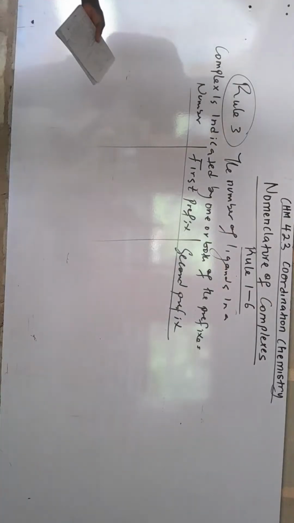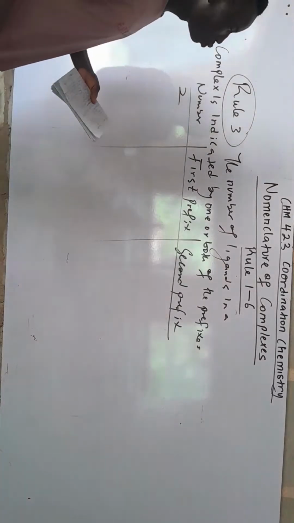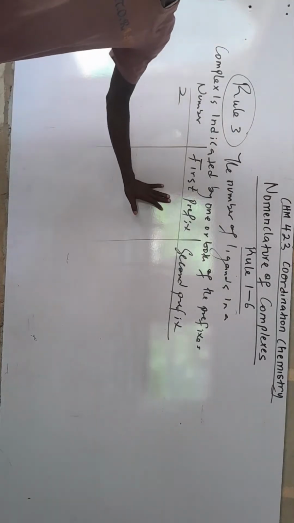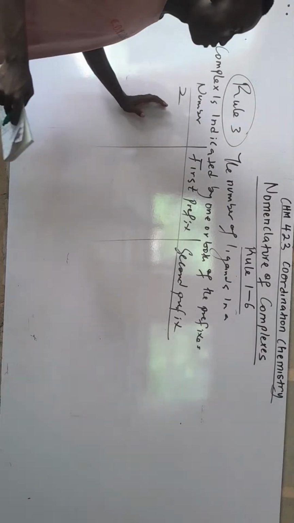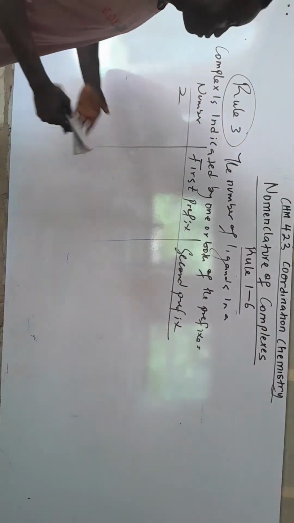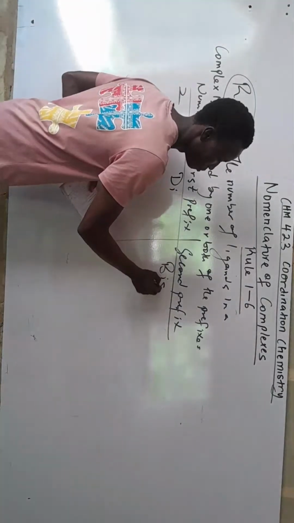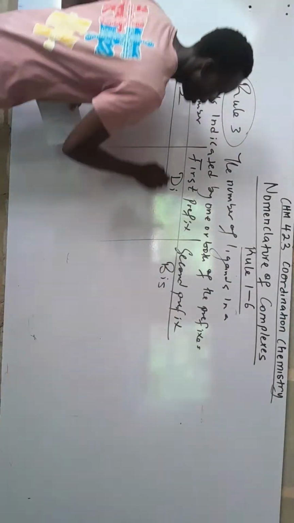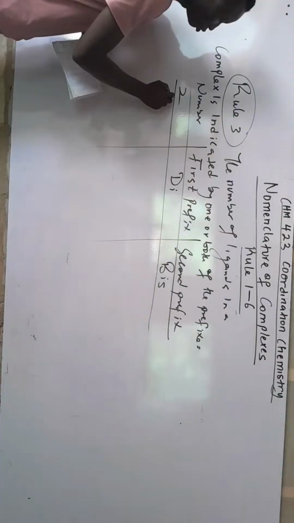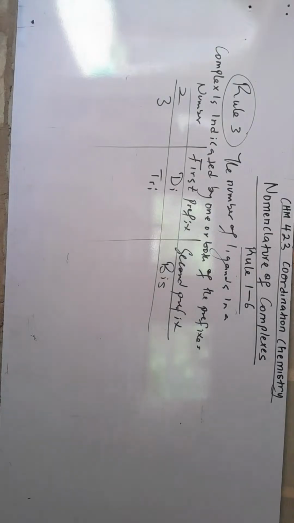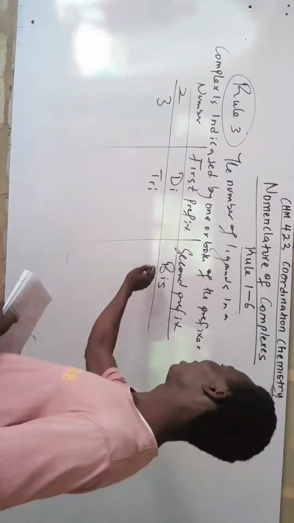So let's find out. When it is 2, that is when the number of ligands that we have there are 2 in number, the first prefix, okay, 2 of this, 2 of that. The first prefix we take di, and the second one we take bis. Can you see? Now, the next one there. When it is 3 in number, the first prefix we take tri, while the second one we take tris.